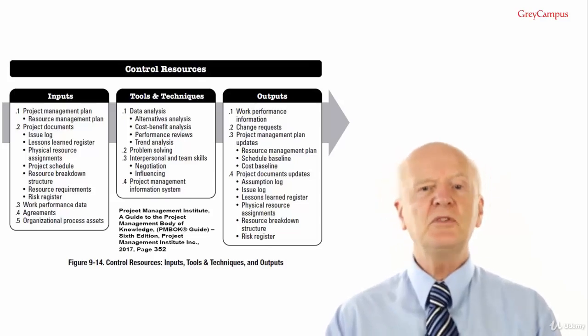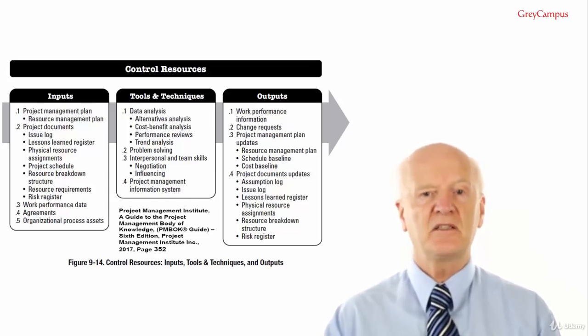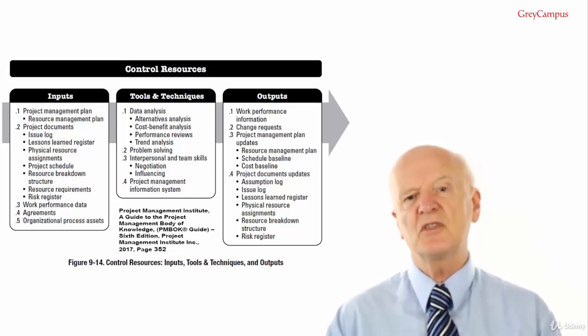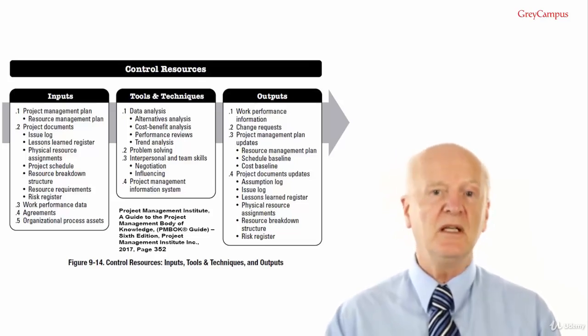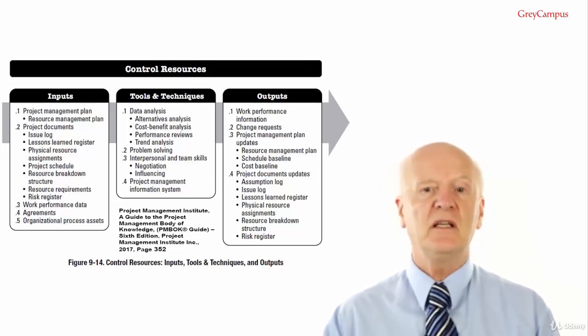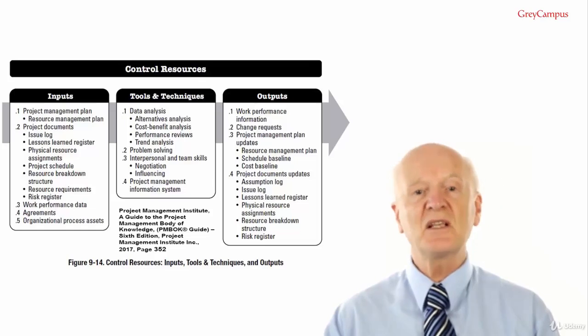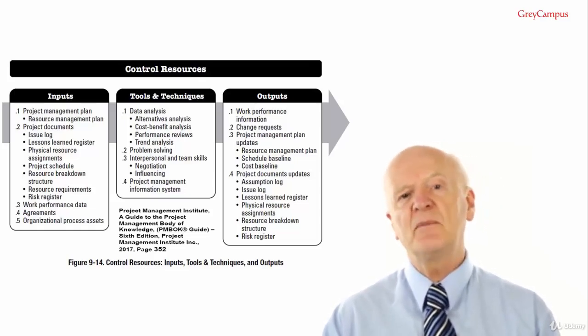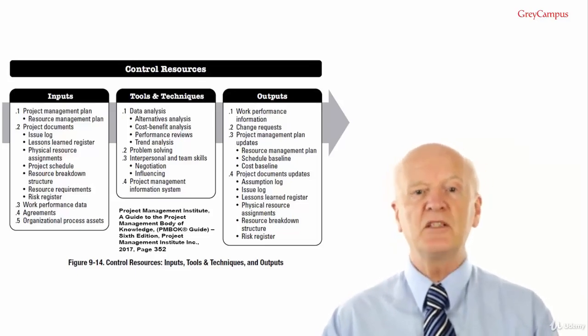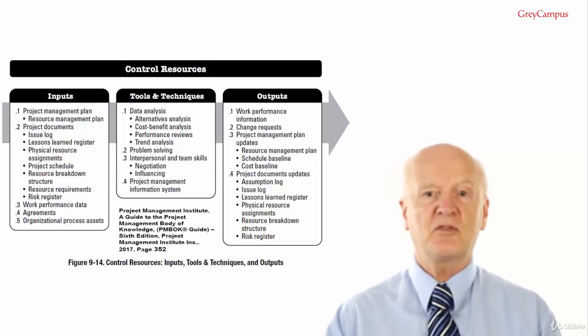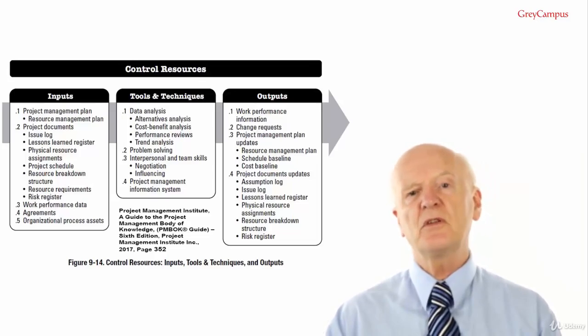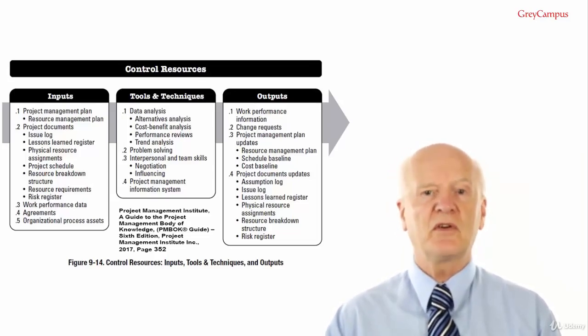Output number 4, project document updates. What we'll be updating here is the assumption log, which may be updated with new assumptions regarding equipment, materials, supplies and other physical logs. The issue log for new issues that are raised as a result of this process. Lessons learned register. The lessons learned register can be updated with techniques that were effective in managing resource logistics, scrap, utilisation variances and corrective actions that were used to respond to resource variances.